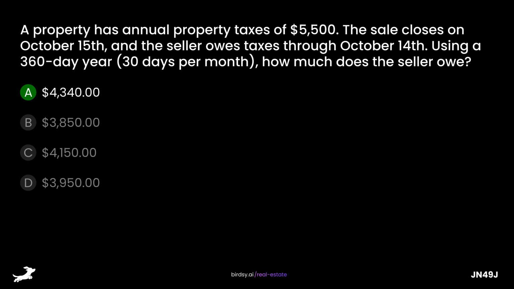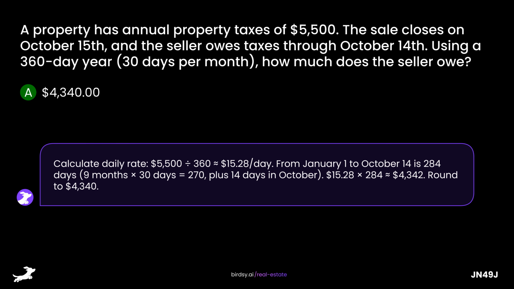The answer is A, $4,340. To calculate the daily rate, divide $5,500 by 360, which equals approximately $15.28 per day. From January 1st to October 14 is 284 days. 9 months at 30 days each equals 270 days, plus 14 days in October. Multiply $15.28 by 284, which equals approximately $4,342. Rounded to the nearest dollar, the total is $4,340.